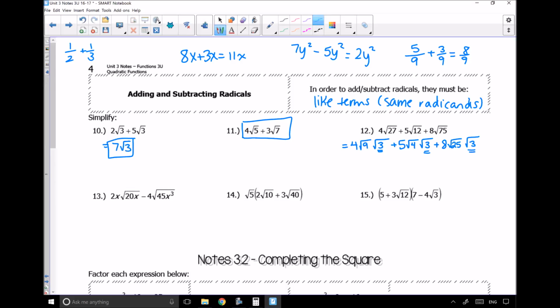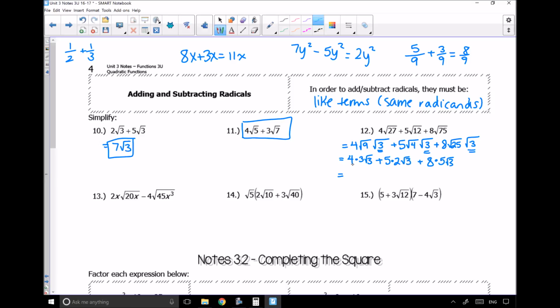So now I'm going to go ahead and square root everything that I can square root. So this 4 just stays 4. The square root of 9 becomes 3, and then I copy down the square root of 3 because I can't simplify that any further. Plus, copy down the 5. The square root of 4 is 2, so I bring that down as a 2, and then I just copy down the square root of 3 because I can't square root that any further. Plus, copy down the 8. The square root of 25 is 5, and then I've got radical 3. All right, I'm almost there.